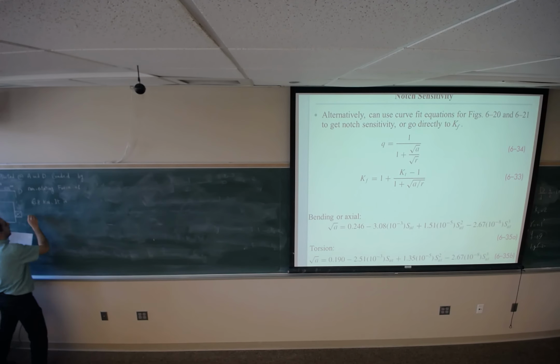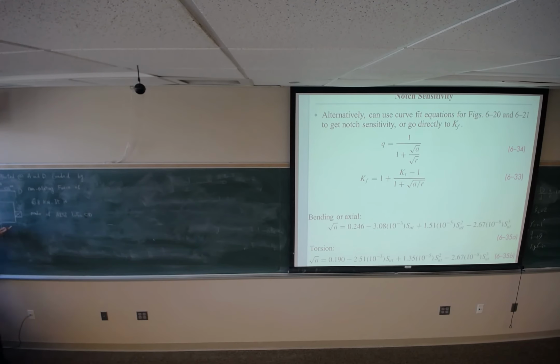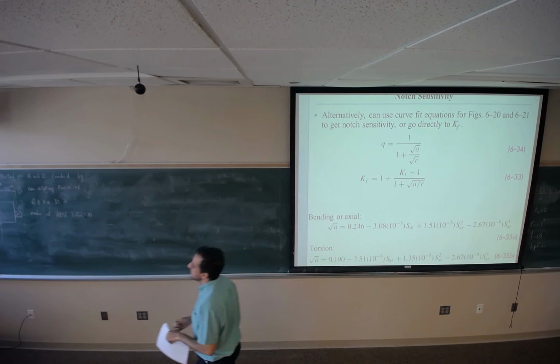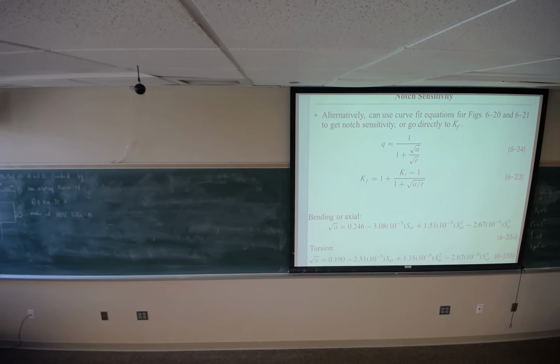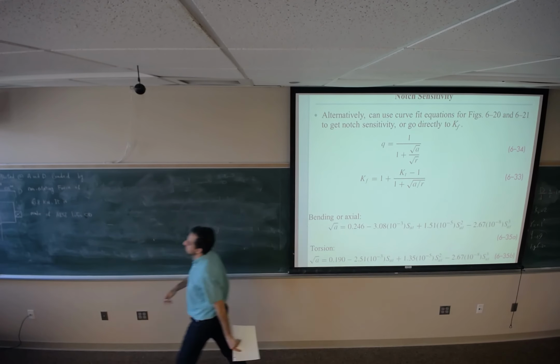The material is AISI 1050 cold draw. So the material of the shaft is given, the load is given. The question is after how many cycles we are going to see the failure, if it occurs. So how many times is this shaft running before failure occurs?